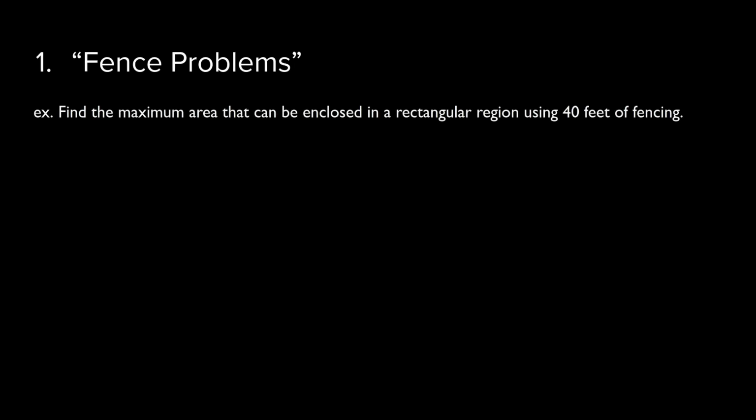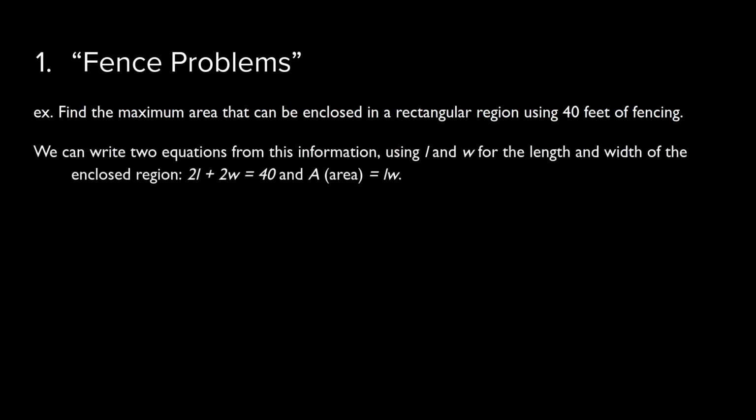So number 1, here's an example fence problem. Say you have this one. Find the maximum area that can be enclosed in a rectangular region using 40 feet of fencing. You can write 2 equations just from this information, using L and W for the length and width. We have 2L plus 2W equals 40, because that's the perimeter of the fence. And A, or area, is equal to L times W.